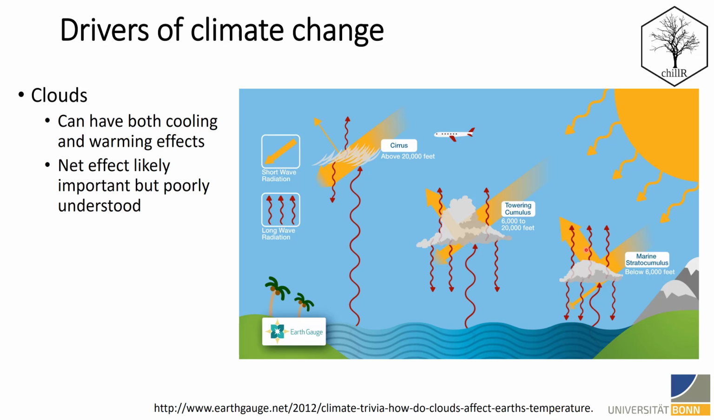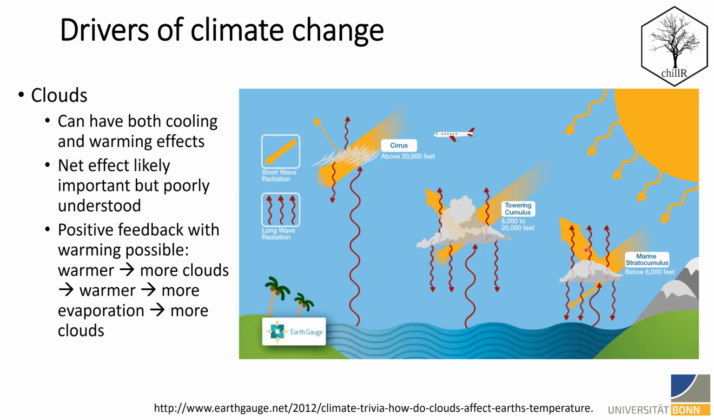But it's relatively complicated what clouds do to the climate. The net effect is likely important. I think most climate scientists agree on that, but it's relatively poorly understood. But there is a chance of a positive feedback loop that could unfold with warming as the planet warms. You could imagine it's sketched up here.